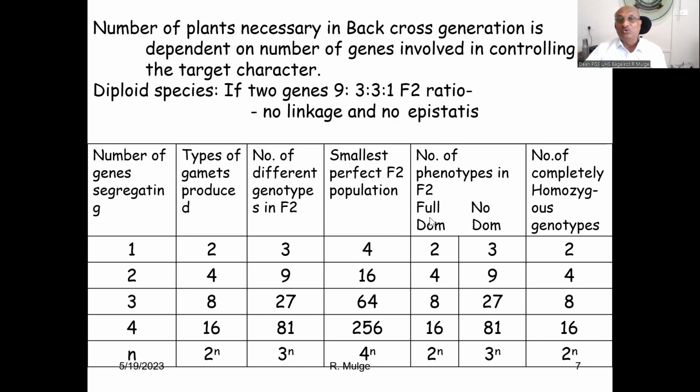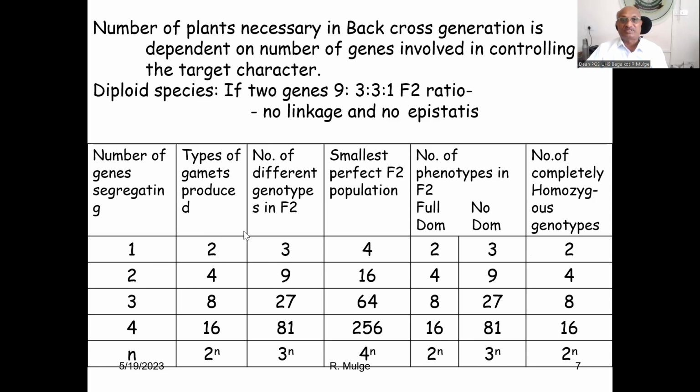Number of phenotypes in F2, when full dominance is there. Phenotypes means resistant and susceptible. Heterozygous is also dominant, resistant, and homozygous dominant is also resistant. So you will get only 2 types of phenotypes. If it is not dominance, and both alleles are expressed, then similar to the number of genotypes, you will get the same number of phenotypes. The number of completely homozygous genotypes is 2: one homozygous dominant, another homozygous recessive.